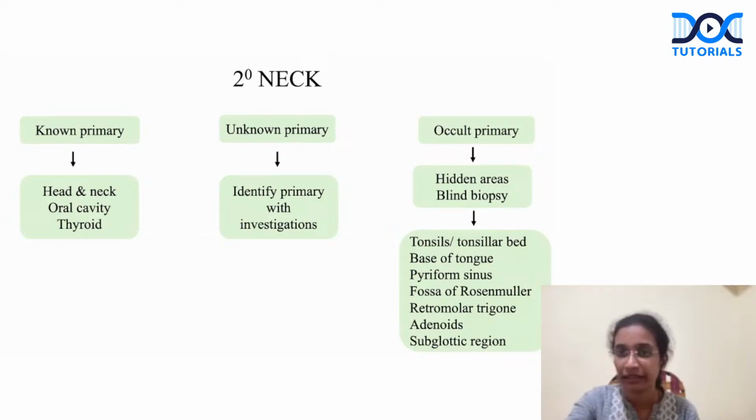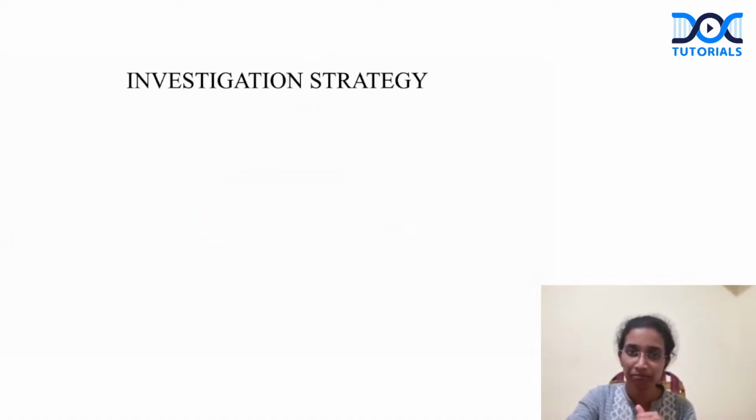Now these are certain hidden areas: tonsils, tonsillar bed, base of tongue, piriform sinus, fossa of Rosenmuller, retromolar trigone, adenoids, and subglottic regions. That is, the subglottic larynx.